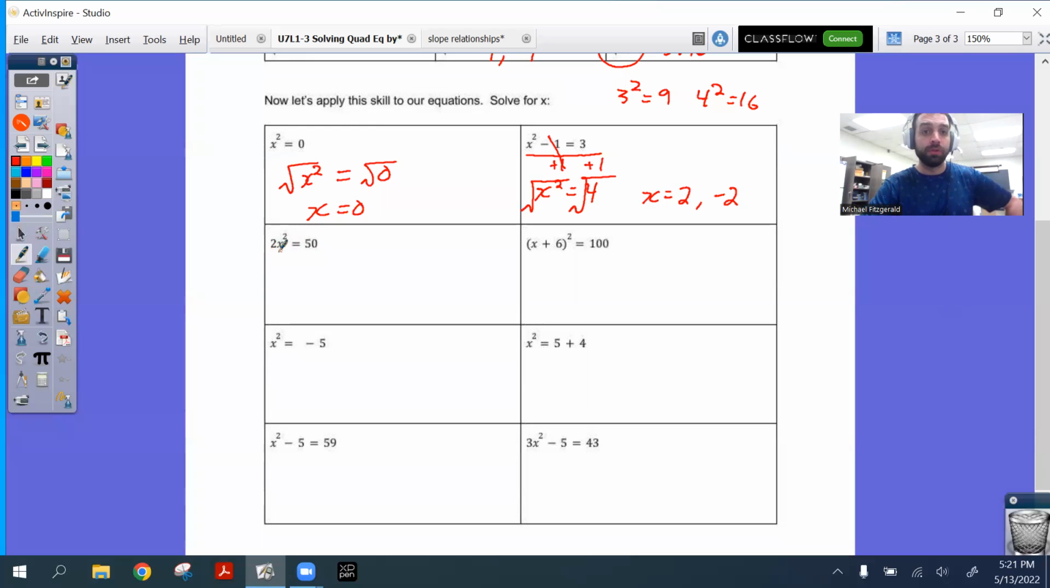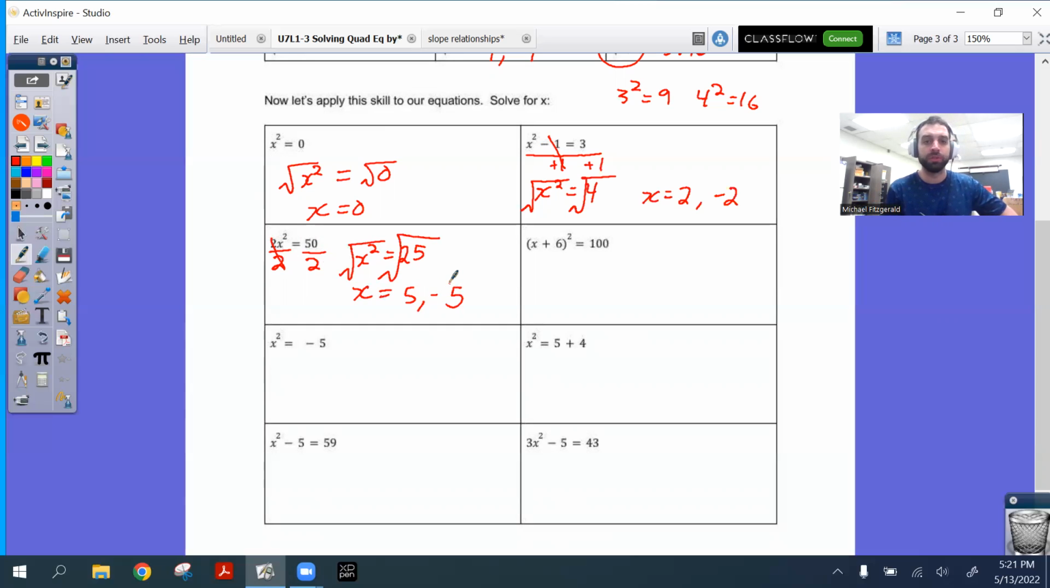Right here, the thing that's along for the ride with the x squared is this 2 that's being multiplied to it. So what we do is the opposite of multiplication to get rid of it. So we've got to divide both sides by 2. So we get x squared, because these two cancel, is equal to, well, 50 divided by 2, I'll just tell you, is 25. So now to get rid of this squared, we do our square root. So we get x is equal to 5 and -5.